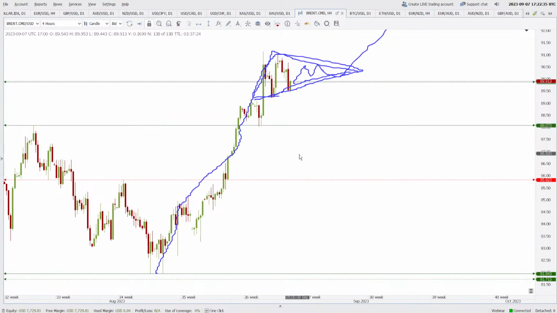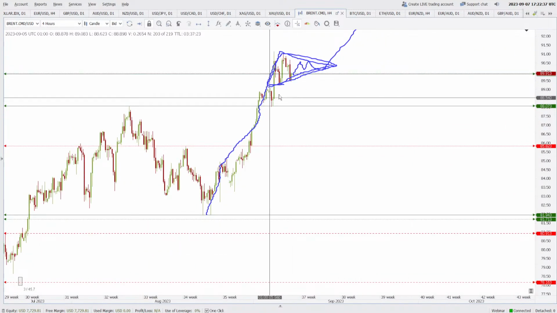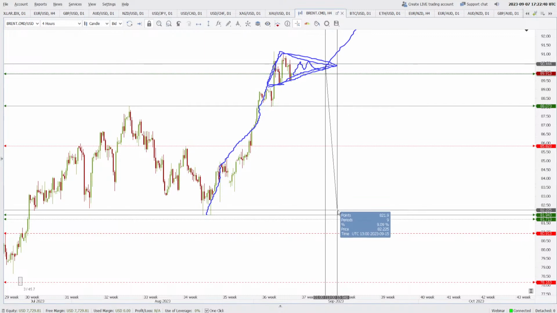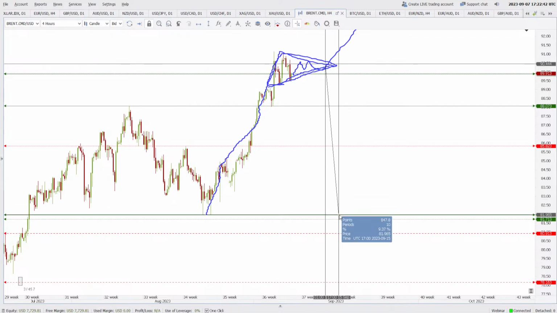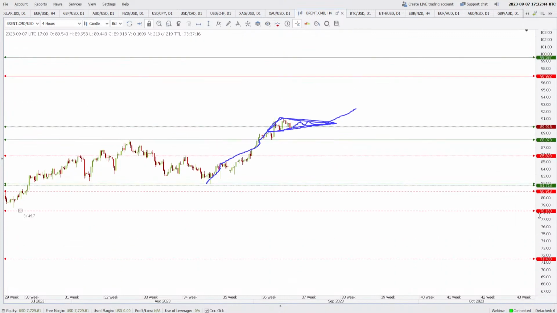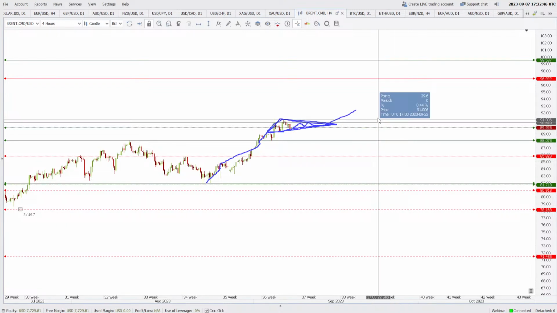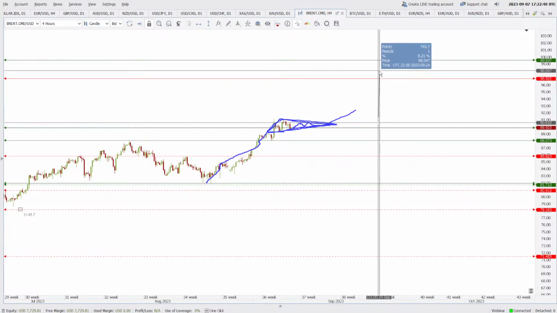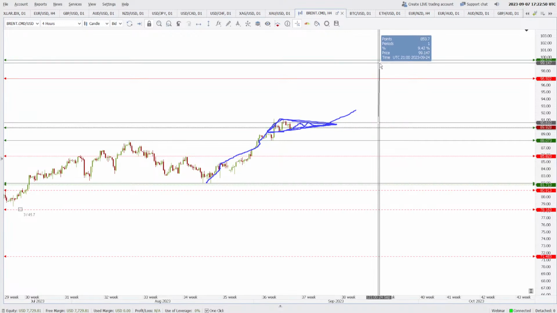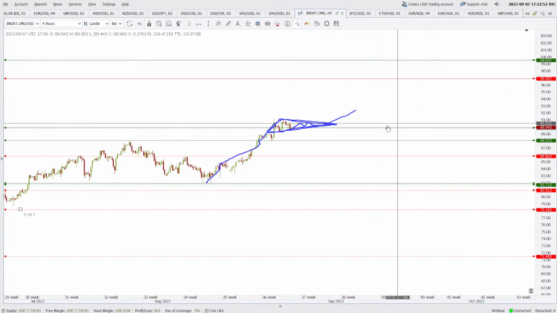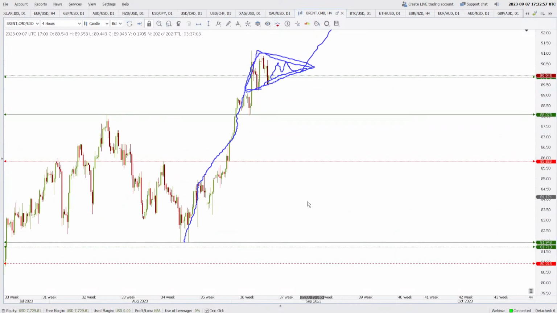So my answer is that the resulting target should be 847 points, and 847 points from here should be, oh my god, exactly 99.53. So the 99.53 area has to be tested, then this flag should break out like this.